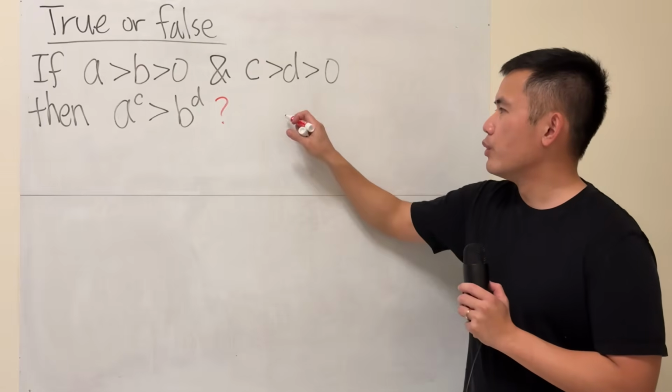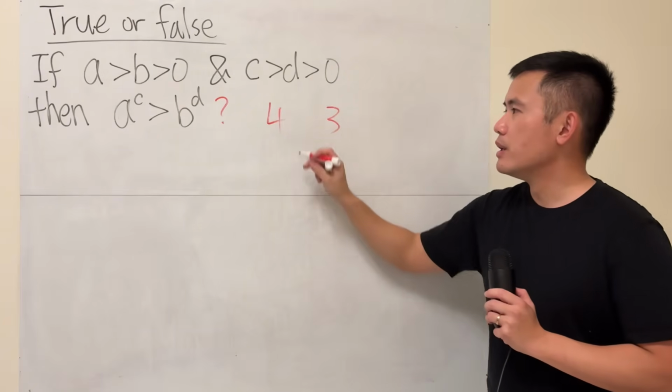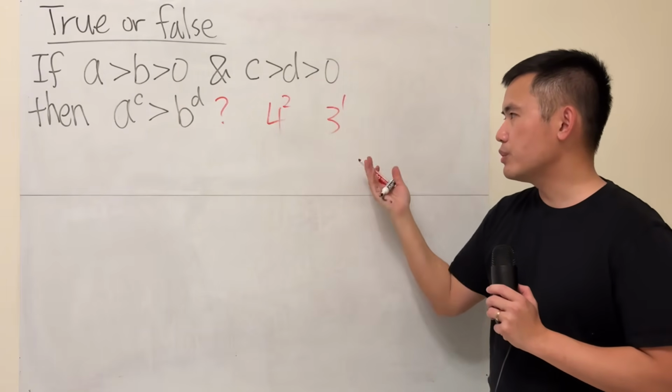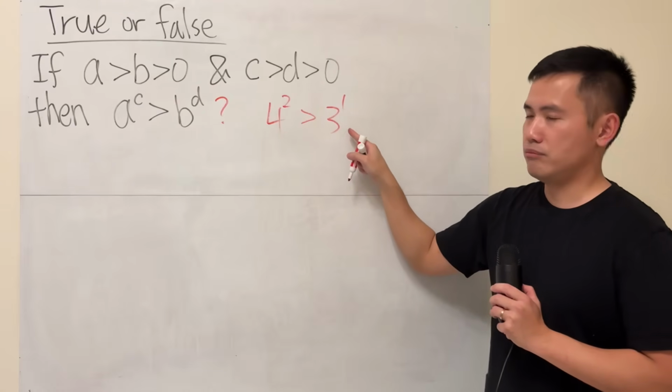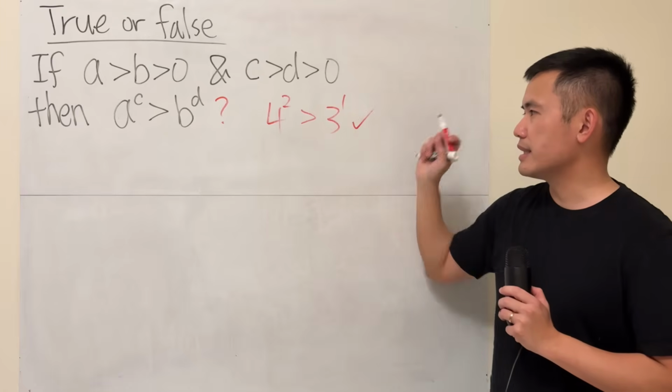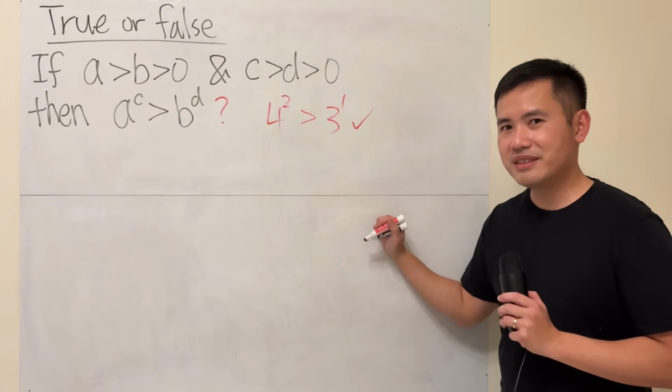Yeah, for example, we know that 4 is greater than 3. True that. 2 is greater than 1. True that. The whole thing here is indeed greater than the whole thing here. True that. So this is always true? Well, what do you guys think?